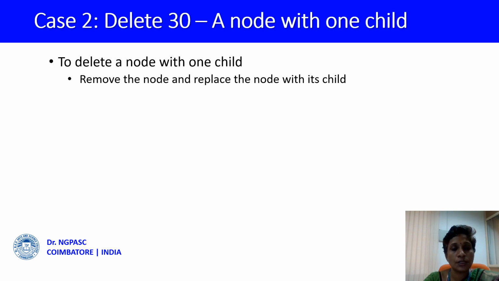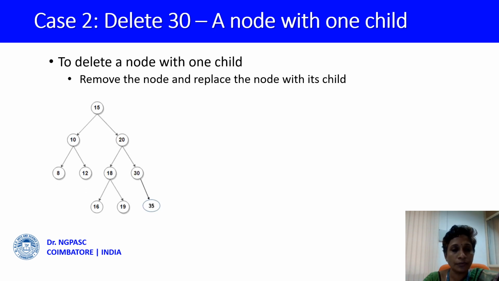Case 2 is to delete a node with one child. That is, it may have either the left child or the right child. So what we have to do is remove that node and replace the node with its child. Whichever child is available, either the left or the right, that child will occupy its position. Here we can see that this is the existing tree. From this tree, we are going to delete this element 30.